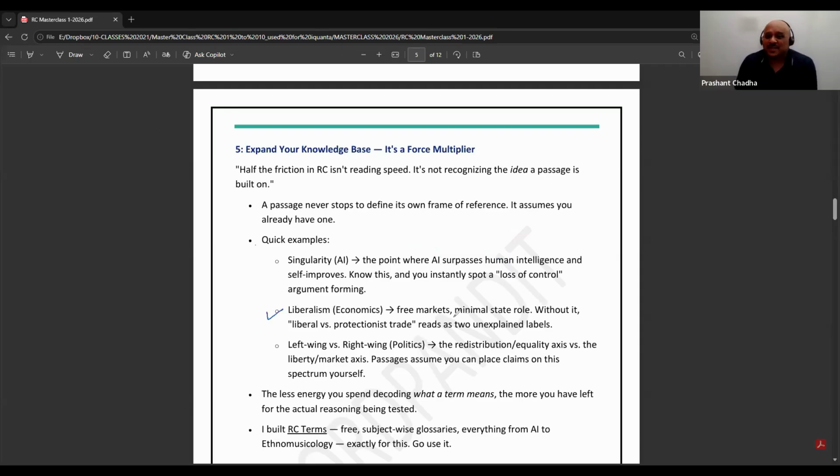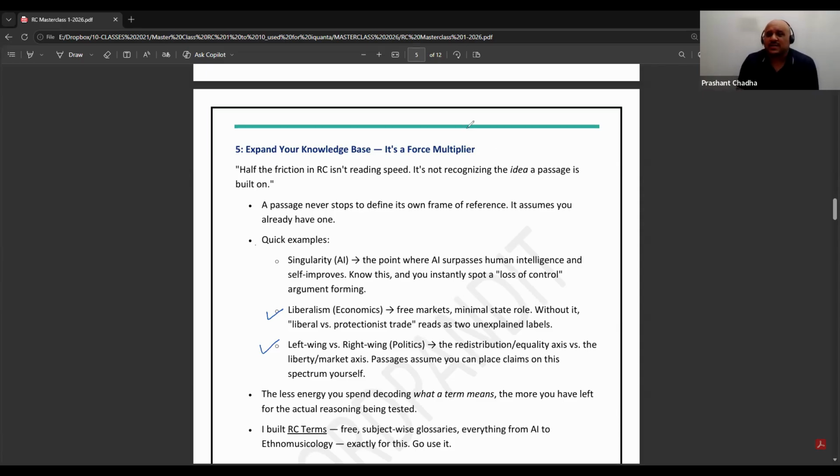Next, liberalism in economics, free markets, minimal state role. So you have liberal open markets. This again goes in the liberal versus protectionist debate. You have a protectionist economy, you have a liberal economy, left wing versus right wing politics. Who is left wing in India, right wing in India? Right. This is something everyone should know.